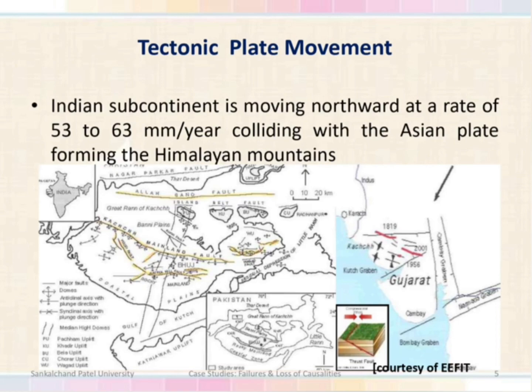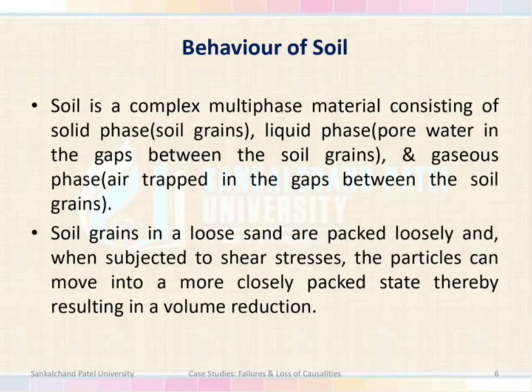Here you can see the three major fault planes: Alabun, Kutch fault and Katrol fault. These three faults are available.